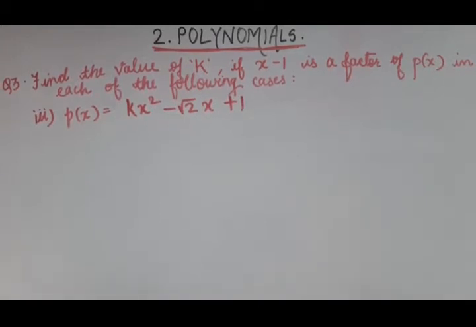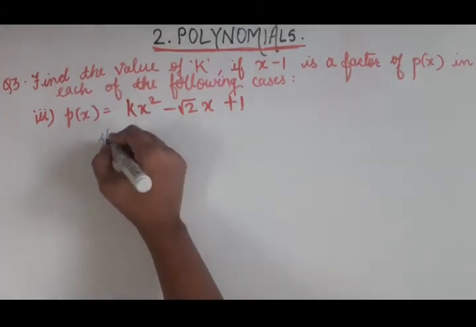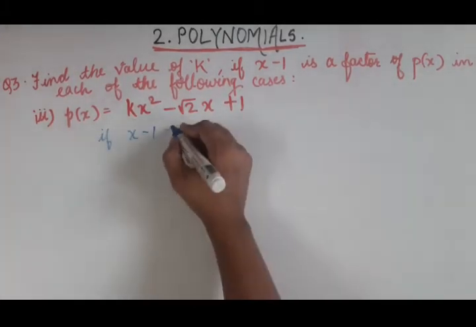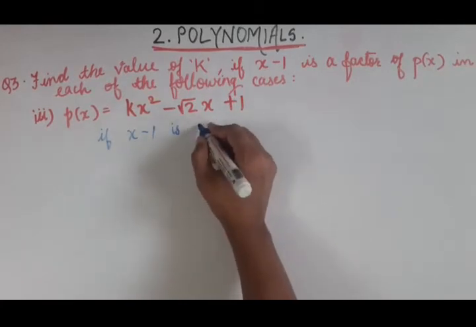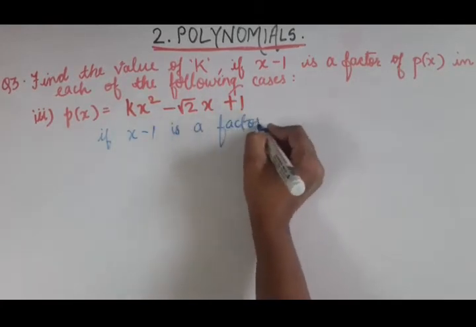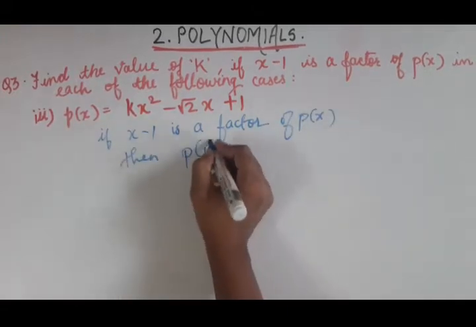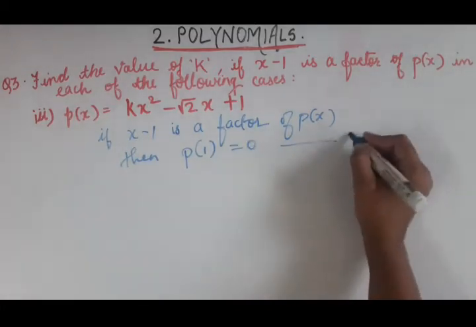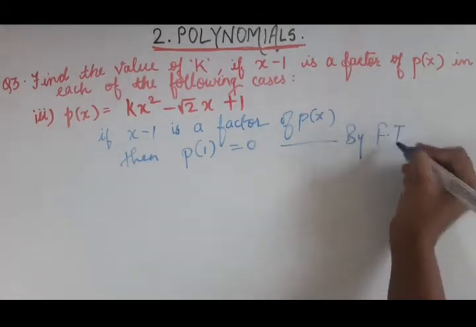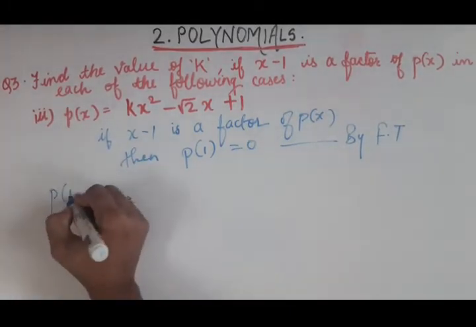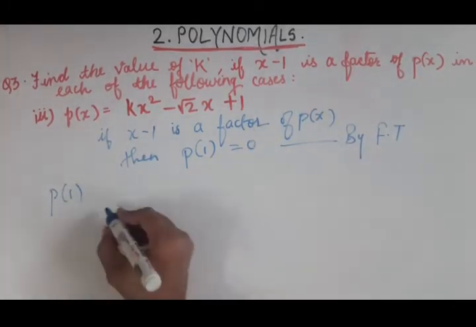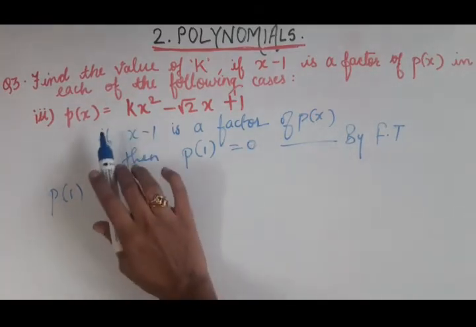Now the third question is, p of x is equal to kx square minus root 2x plus 1. Here also we need to find value of k and we know x minus 1 is a factor. If x minus 1 is a factor of p of x, then p of 1 equal to 0. This is by factor theorem, right? Now find p of 1 and equate that with 0. You will get value of k. So p of 1 will be equal to, replace x with 1.